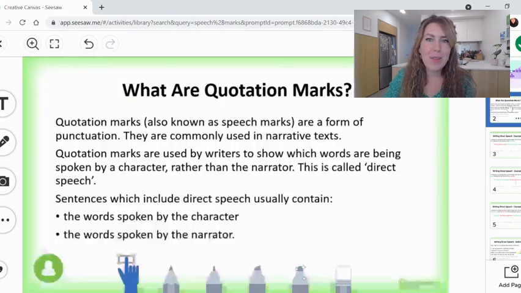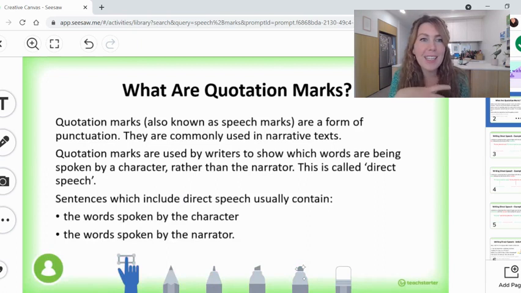First of all I need to go into what quotation marks are. We've come across them before, particularly in Years 2 and 3. We also refer to them as speech marks and they're a form of punctuation. We use them a lot when we write narrative texts. The reason we're doing it now is because next term we're going to be focusing on writing a narrative, and we're going to need all of these different ways to paint with our words to make them incredible.